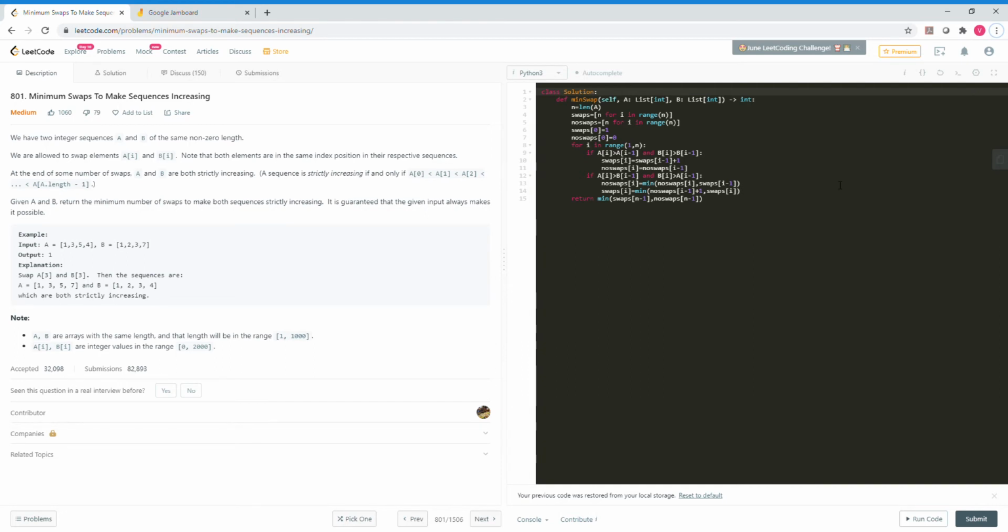Hello guys, today I will be explaining the question minimum swaps to make sequences increasing to you. We have been given two arrays A and B. The end goal of the question is to make both the arrays strictly increasing. In order to do so, we can do swaps. For any index I, A of I and B of I can be swapped. The question asks us to return the minimum number of swaps required to make both the arrays strictly increasing.